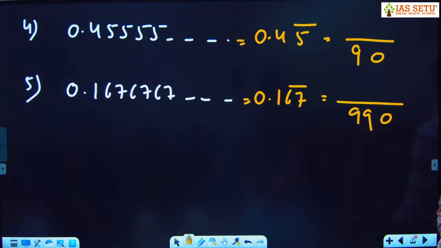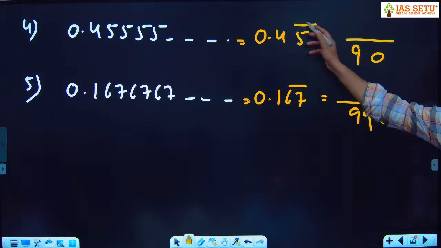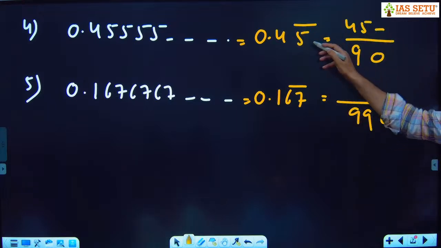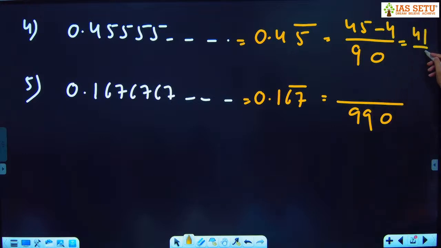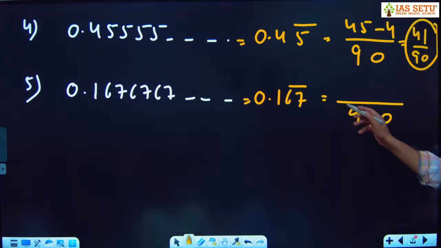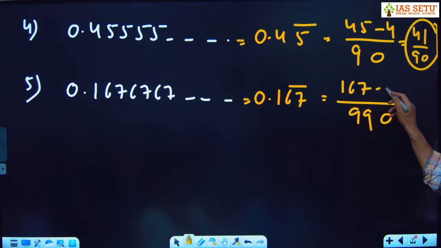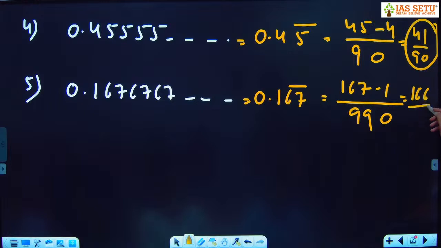Numerator is total number minus non-recurring part. What is the total number? 45. What is not repeating? 4. So 45 minus 4, your answer is 41 upon 90. Here it is 167 minus 1, 166 upon 990. Simplify.